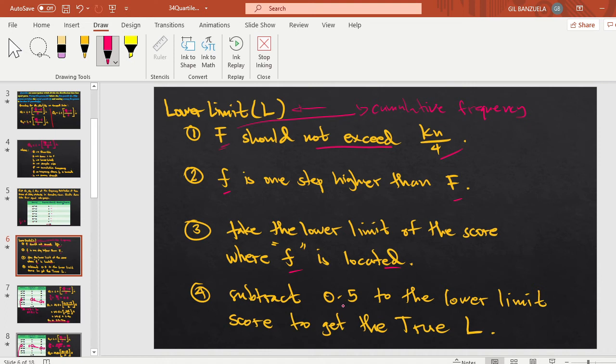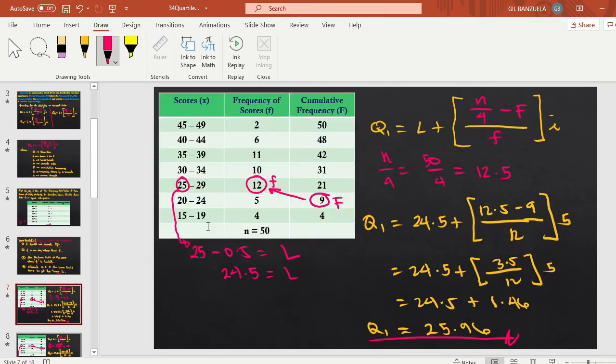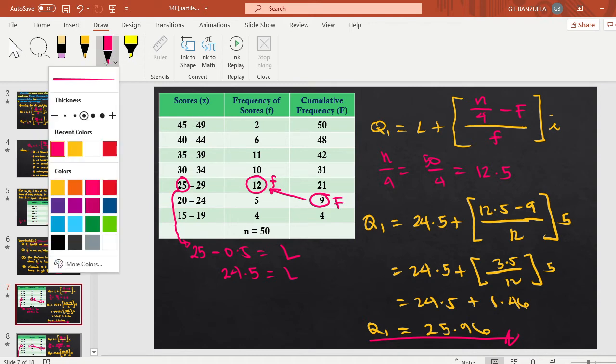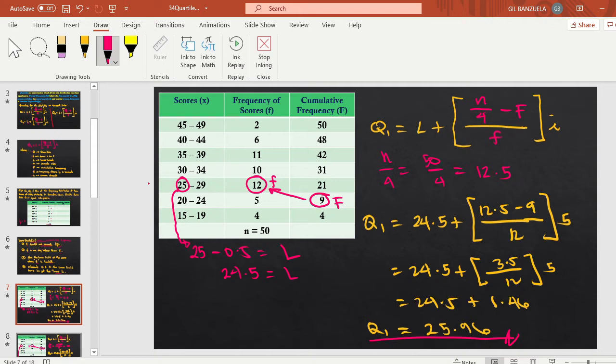Then we are going to subtract 0.5 to the lower limit to get the true lower limit. Alright, so let's put these rules into action. So let's proceed. Going back here, guys, again, these are the scores, the frequency of scores. The class interval is 5: 15, 16, 17, 18, 19. So that's why we have a class interval of 5.